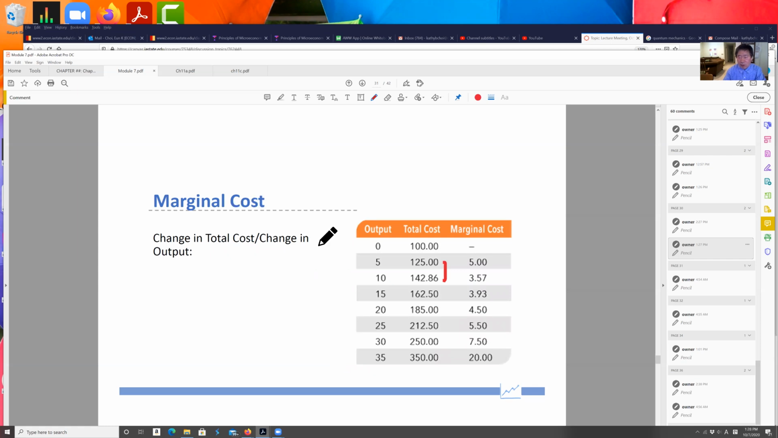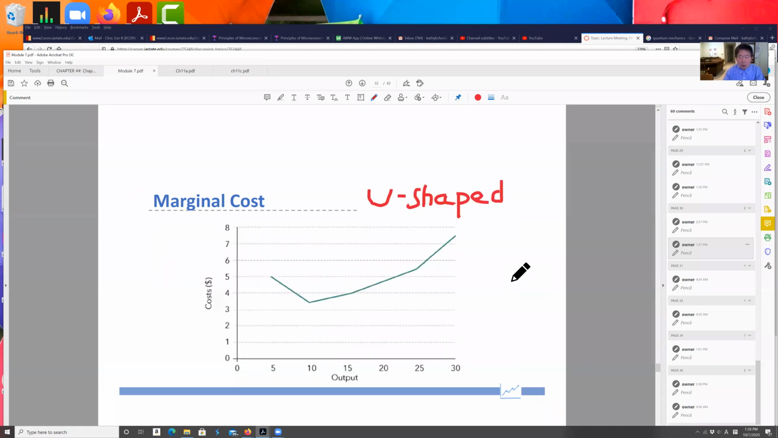So how do you get marginal cost? Output is increasing on the first column and total cost is increasing. So how do we get marginal cost? Well, from when output doubles from 5 to 10 units, total cost increased from $125 to about $140. So this difference is about $27 divided by change in output, which is 5. So that's roughly about $4, okay? That's how you get marginal cost.